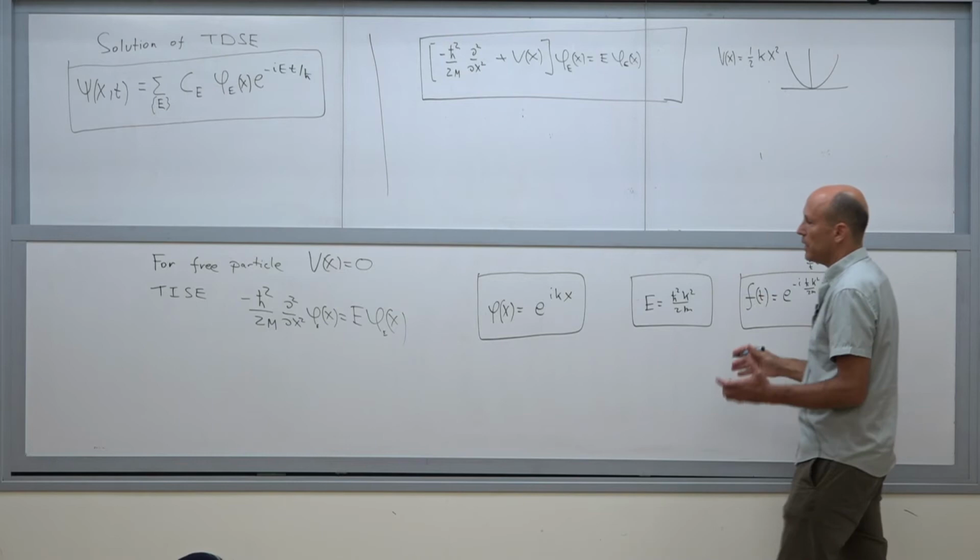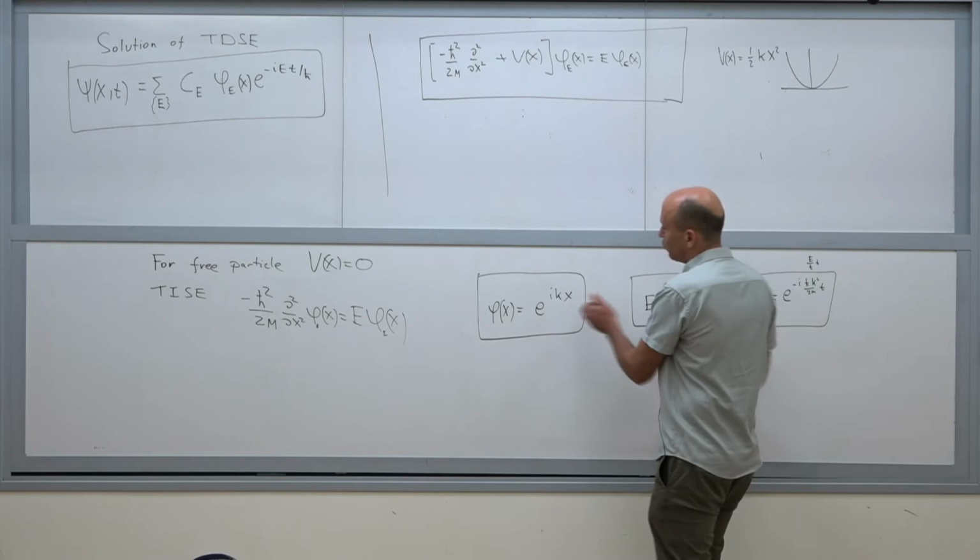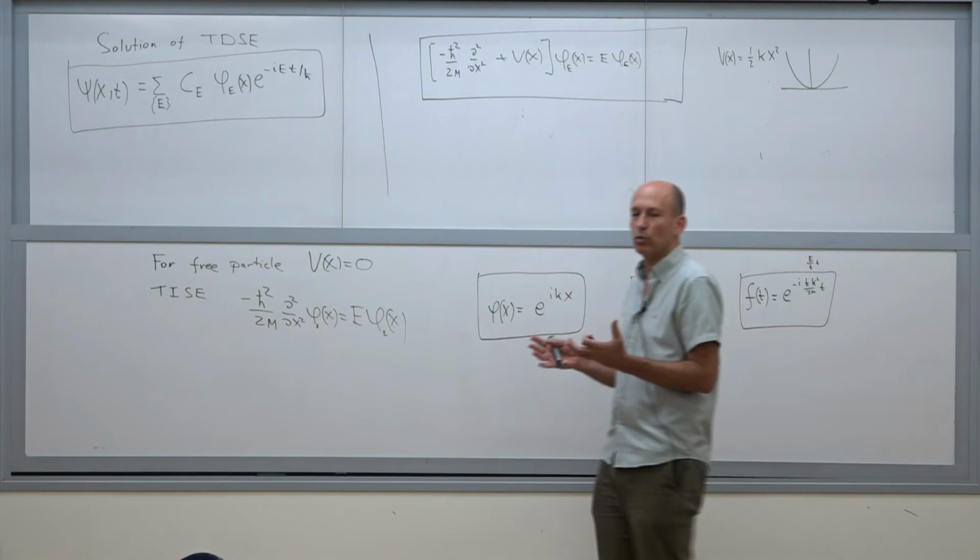Of course, this is nothing new. This is the time-dependent part of the wave function of the free particle. Before, we just had them both together. Now we do it in two steps. In this case, there's no need to do this, but in the more general case where you have a potential, these steps are useful, right?